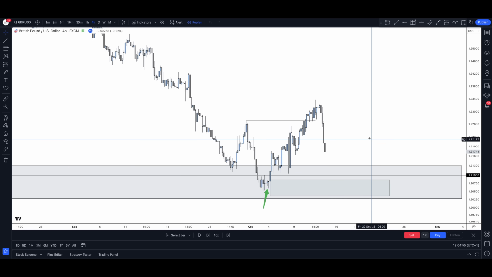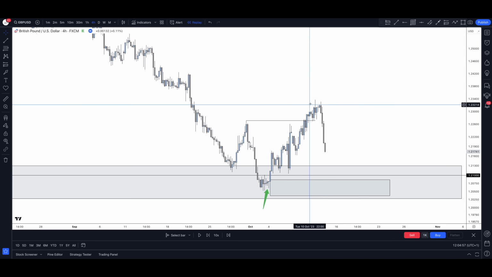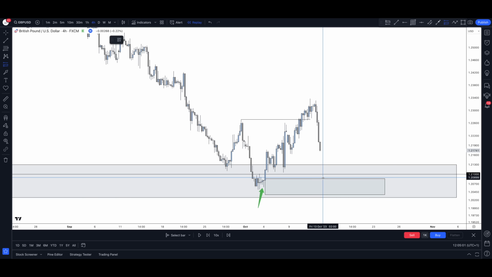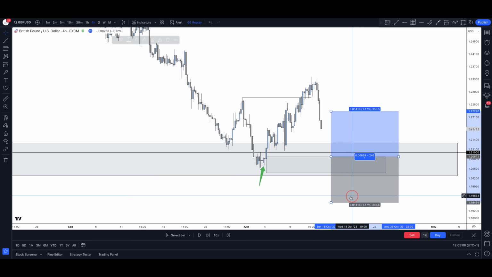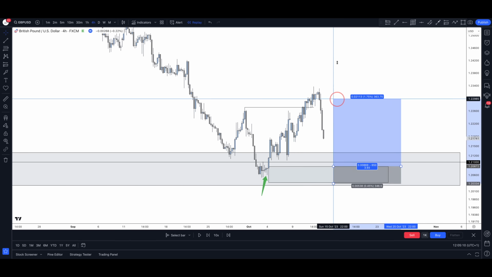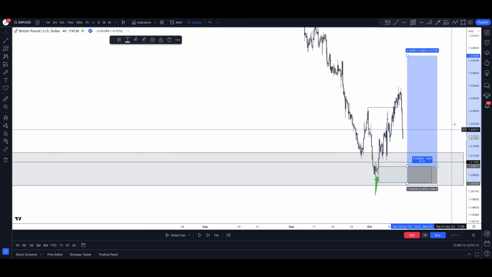So now that we've had that standard confirmation, we've had the break of structure, we have this demand zone open, what we would do is place our orders here. So we'd place our order on the demand zone. Our stop loss is going to go beneath the low, and then our targets are going to go upwards to, well, wherever we want it to target.